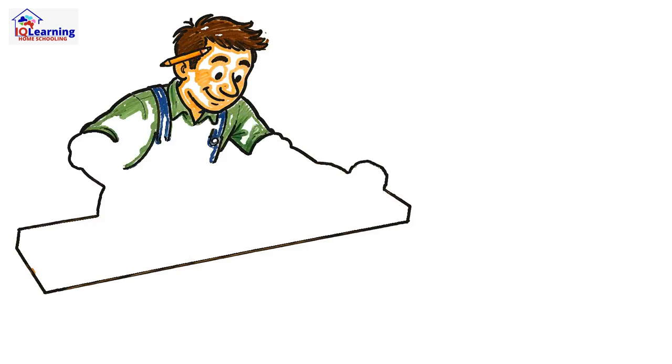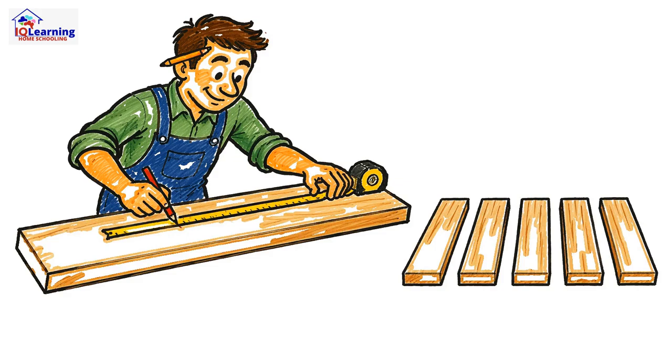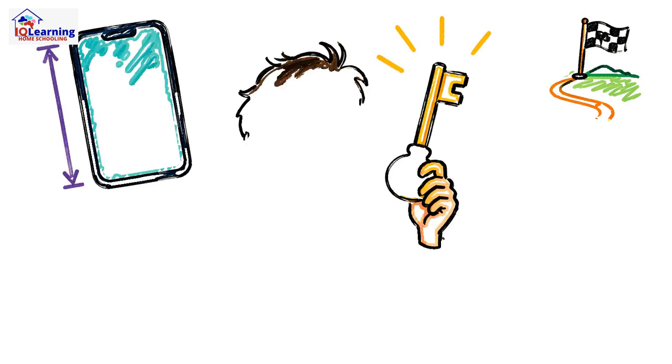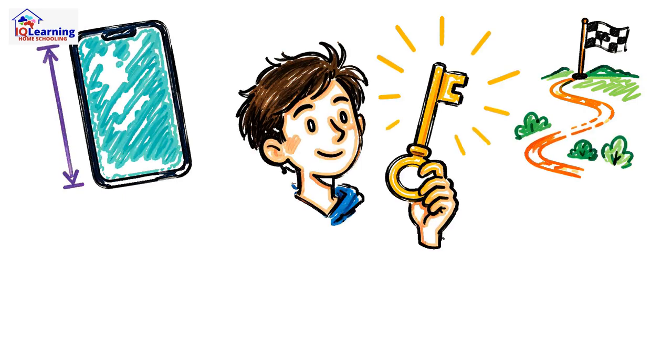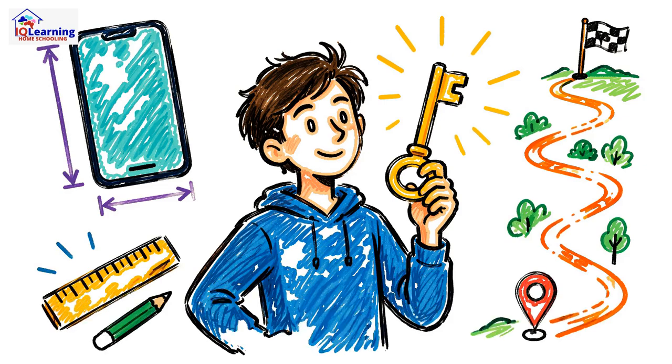This skill is everywhere. It's how a carpenter knows they need exactly 4 meters of wood to cut 5 80-centimeter pieces. You're not just solving problems, you're learning to see the world with precision. From a phone screen to a marathon route, you now hold the key.